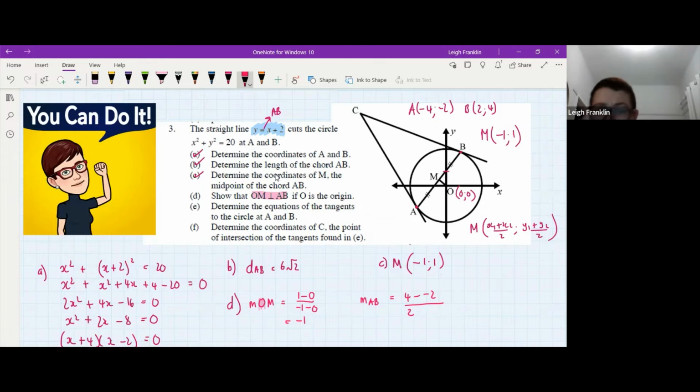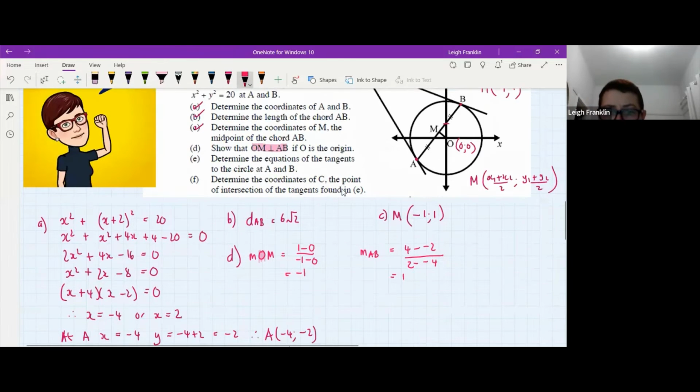Minus 4. That gives us 1. So what we would then conclude is that -1 times 1 equals -1. We must therefore say that the gradient of OM times the gradient of AB is -1, and therefore OM is perpendicular to AB. That's how we have to set it out.